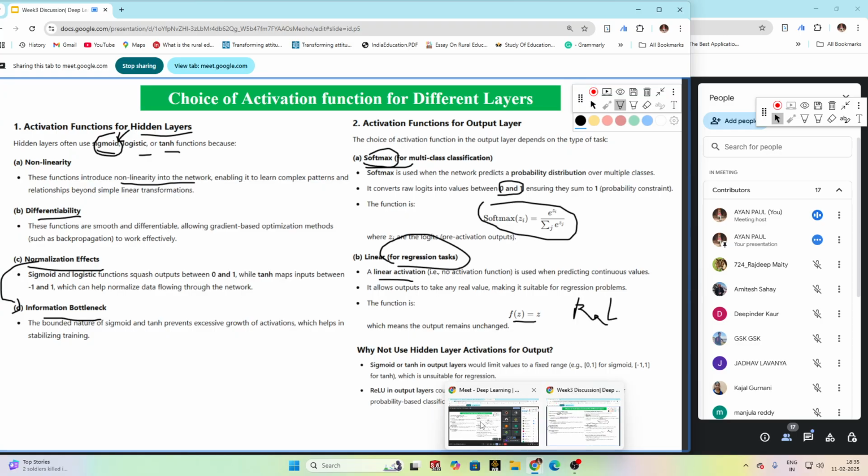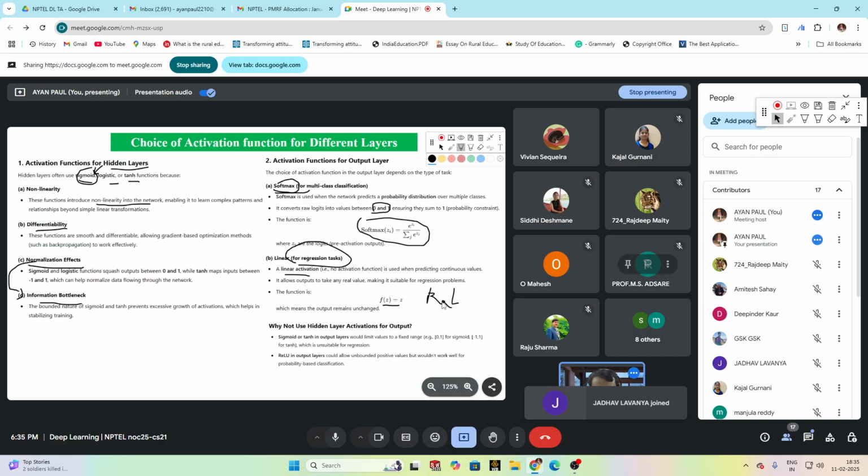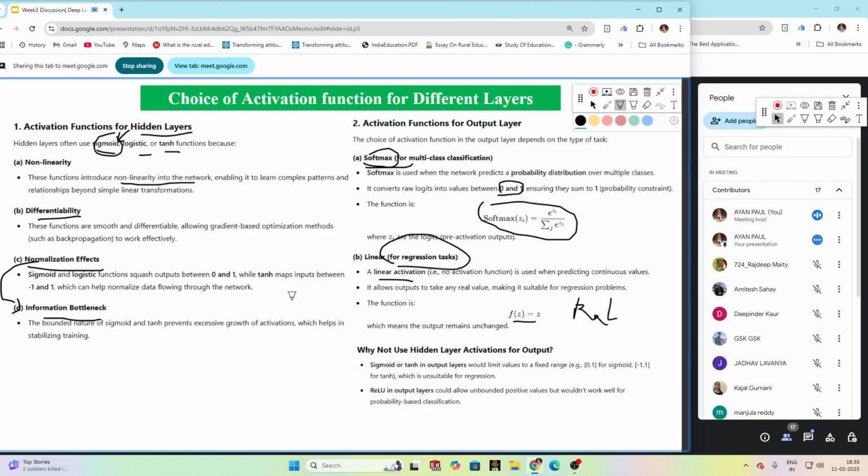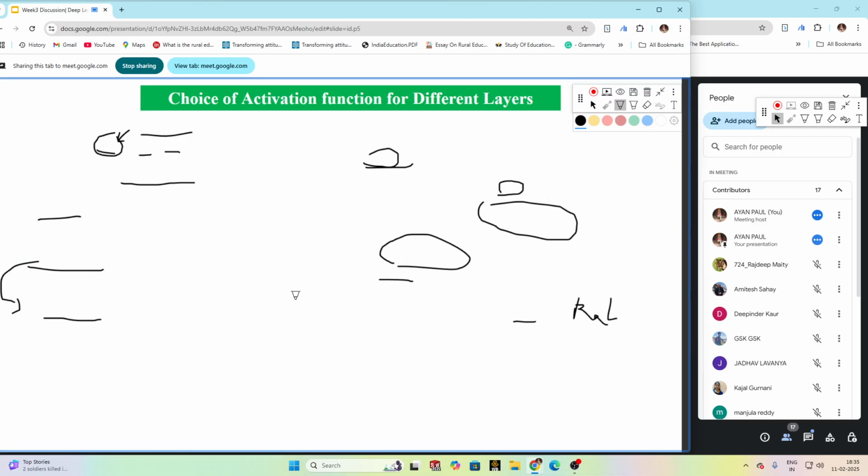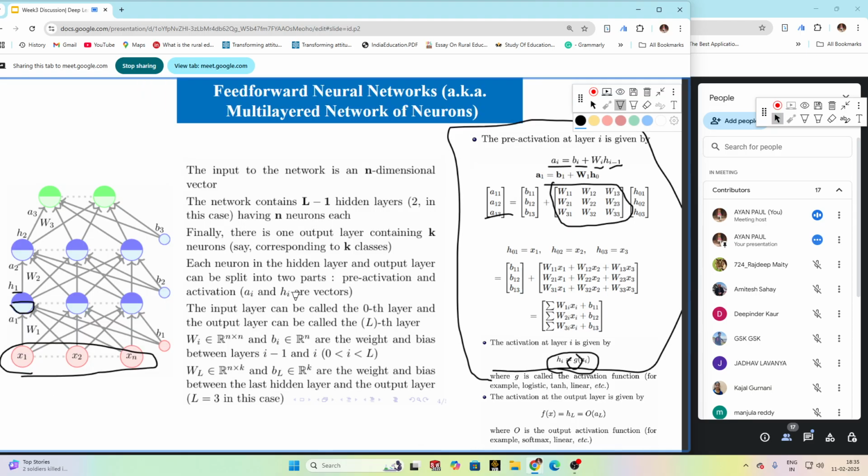Is this slide clear to all of you? Sir, what is the pre-activation function? I didn't quite understand that part. There is no pre-activation function, there is an activation function. Pre-activation is just summing the weights times input plus bias. This part you are seeing is the pre-activation part. It is not a function, it is just the pre-activation input.